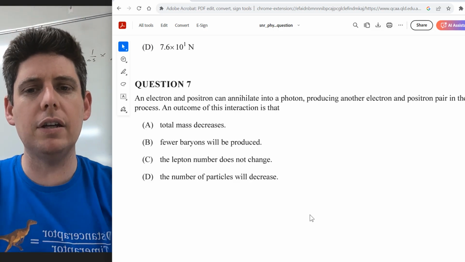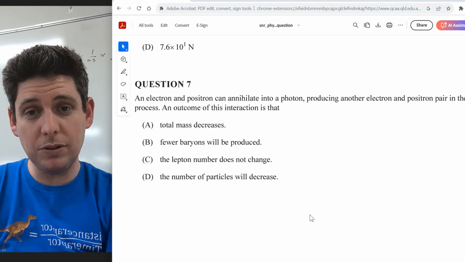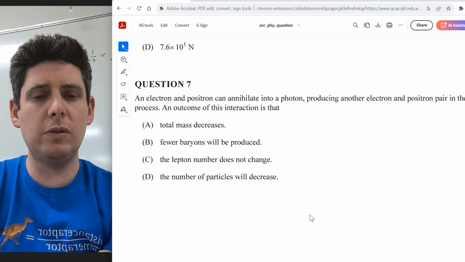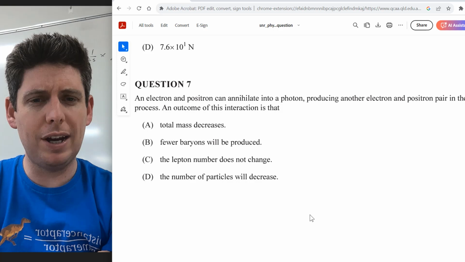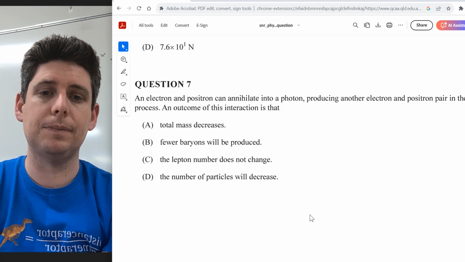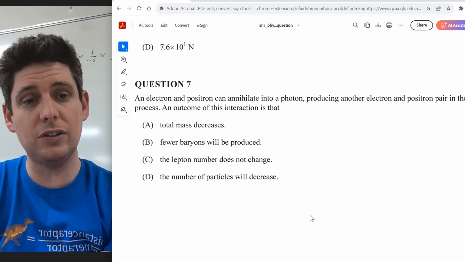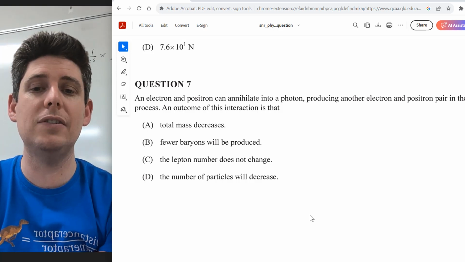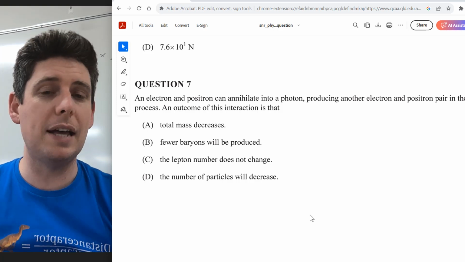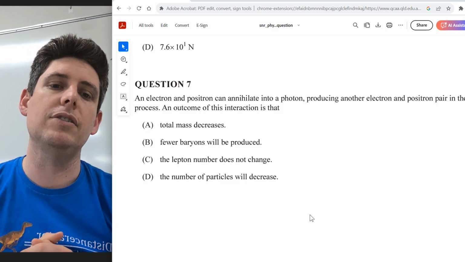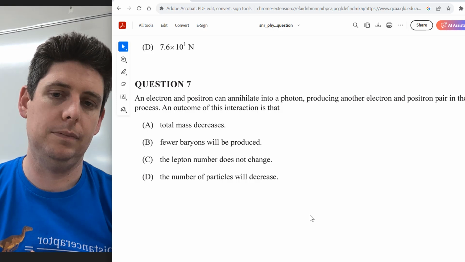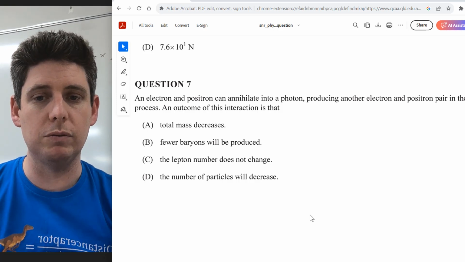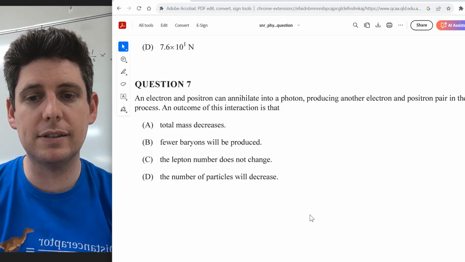All right, 7. An electron and positron can annihilate into a photon. Great question. So we've got an annihilation question and it produces another electron and positron. So, does the total mass decrease? No. Photons are massless. There's no change in mass. So, A is incorrect. We've got electron, positron afterwards. So, no change in mass.